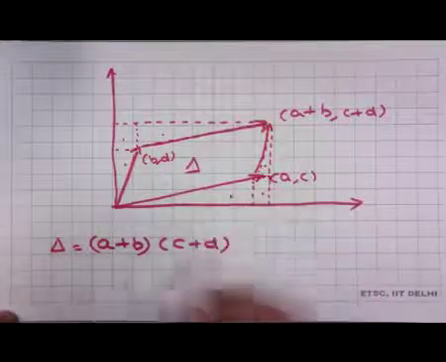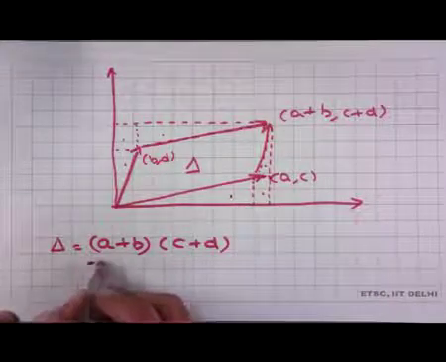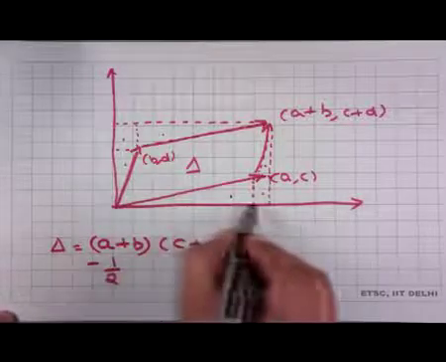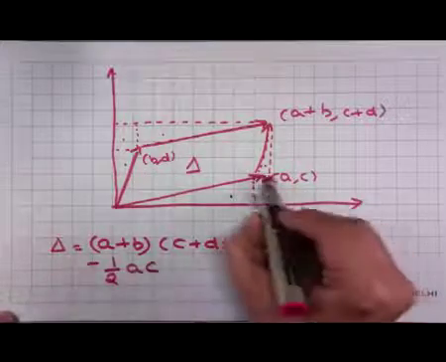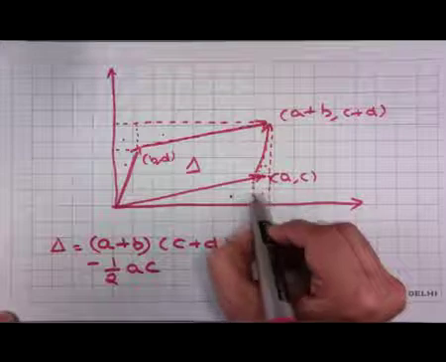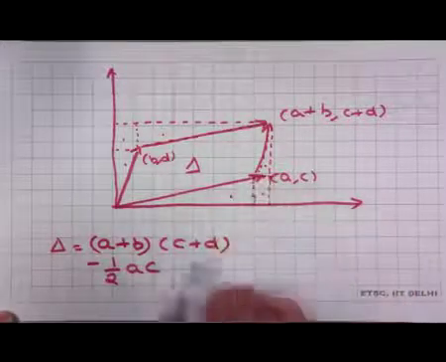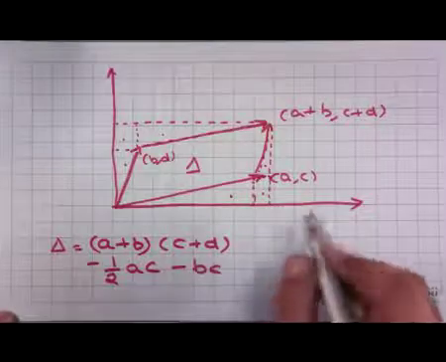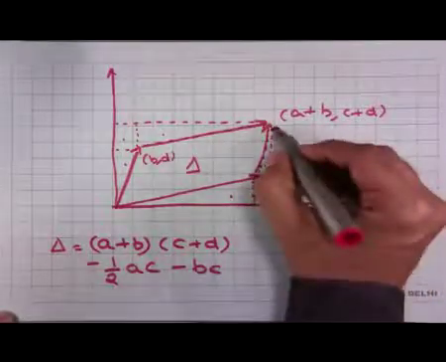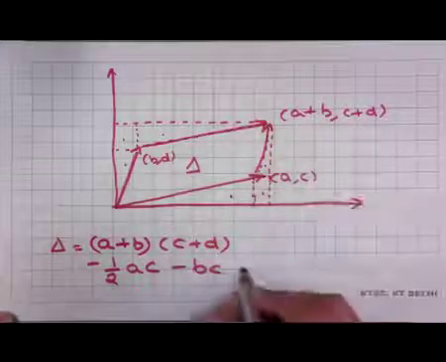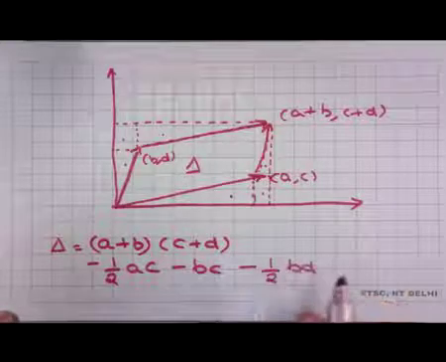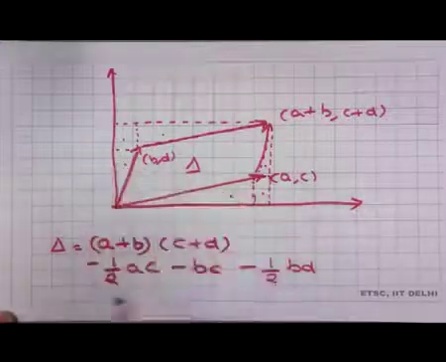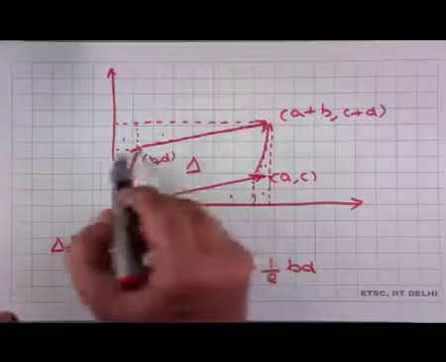What is the area of this triangle? It is minus half times the base, which is A, and the height, which is C. For this rectangle, the height is C and the length is B, so minus BC. For this triangle, the height is D and the base is B, so minus half BD. Now we move on to this side. The area of this triangle is again minus half, the base here is B and the height is D.